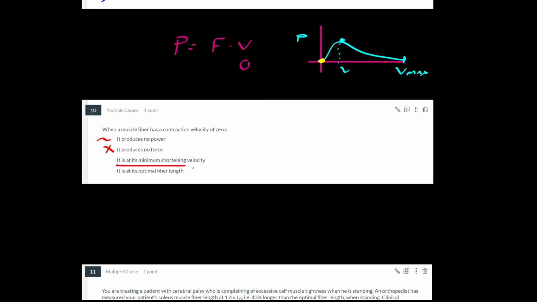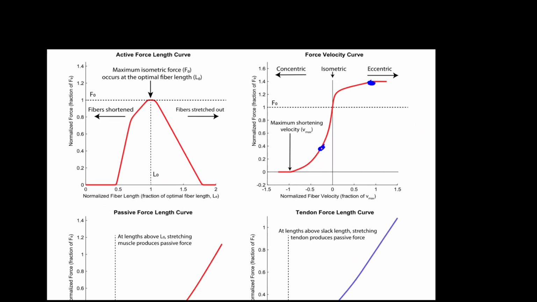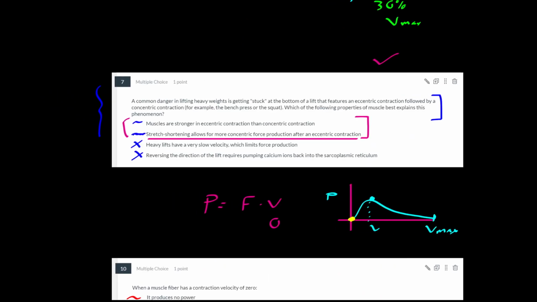How about this one? This is a little tricky, but it is at its minimum shortening velocity. Well, technically no, because you can go negative, although that's maybe another subtle, potentially arguable, curvable point. In that, remember, down here, we can actually get negative contraction velocities. That's what an eccentric contraction is.